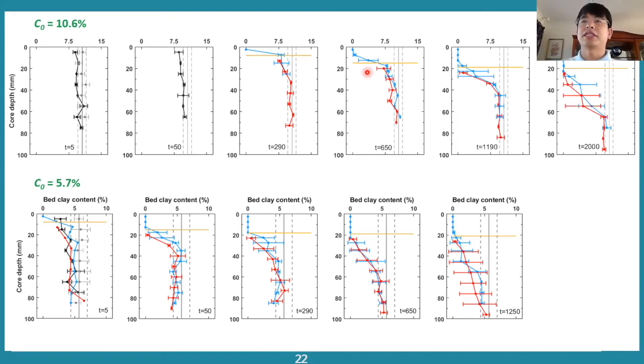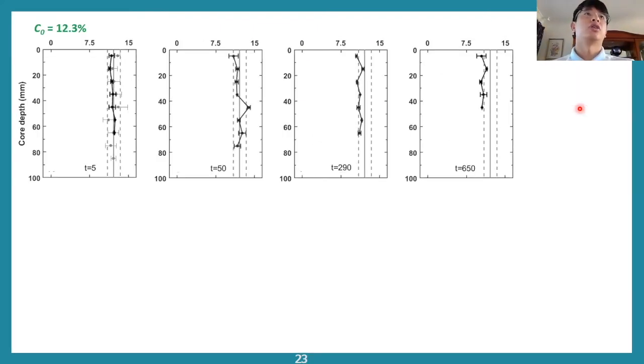And from 650 minutes until the end of the experiment, the sediment cores demonstrated a transformation to clean sand ripples. Moreover, compared to 5.7%, the sediment cores demonstrated a slower downward expansion of the layer losing clay content. At the highest clay content of 12.3%, the ripples were actually generated at 219 minutes and 650 minutes.